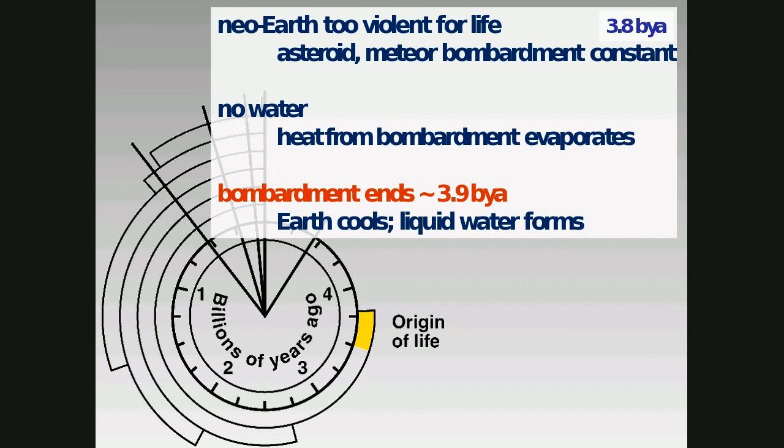All right, so 3.8 billion years ago, no clear fossils. Why? The world was not a very nice place, right? The Neo-Earth was very violent. There were a lot of asteroids. It was a pinball gallery. The entire solar system was a pinball gallery. There were planets and rocks bouncing off each other.